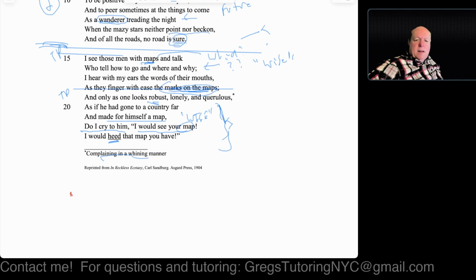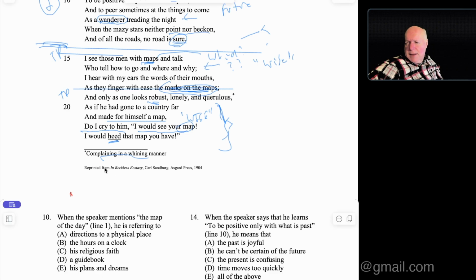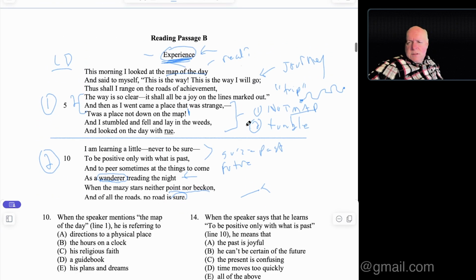All right, we're back. We're going to answer the questions that they are presenting to us. I will put the questions at the bottom. Okay, there we go. So, when the speaker mentions the map of the day on line 1, let's go to that. And I will change the color of this to something else, because I marked up a lot there.